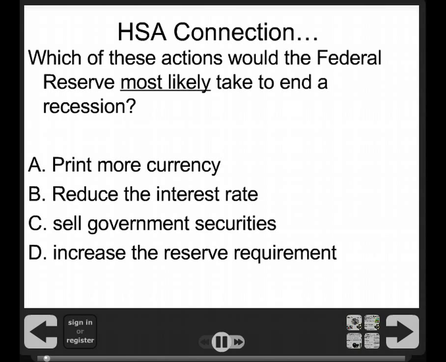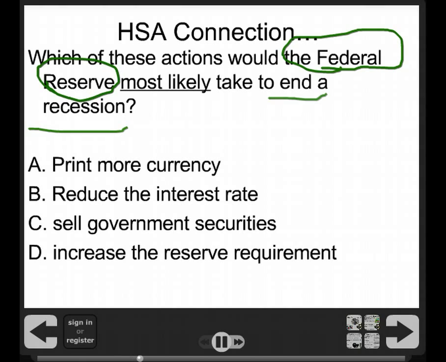This is a practice HSA question in regards to what we were learning about before. And the question reads, which of these actions would the Federal Reserve most likely do or take to end a recession? And so the key here is Federal Reserve. That's the noun. That's who's making the choice, the decision. And then the other word here you need to know is recession. So how are they going to end a recession?